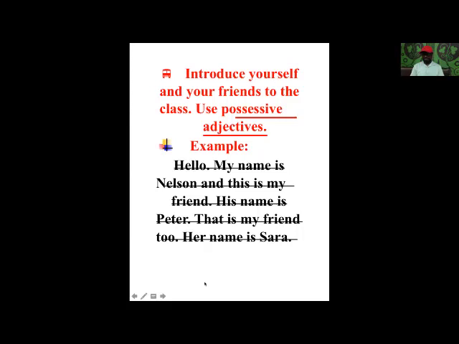Okay. Let us go to our next part. Remember, the purpose of the lesson is to teach you how to introduce yourself. But first, we needed to learn about possessive adjectives and articles because we are going to use them when we are speaking. Introduce yourself and your friends to the class.